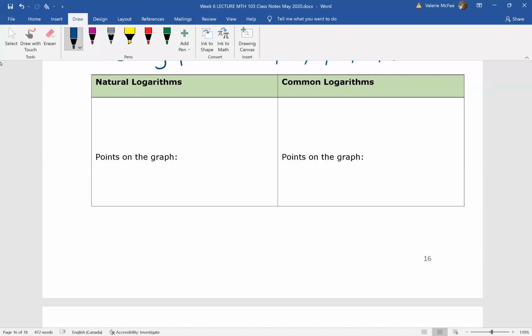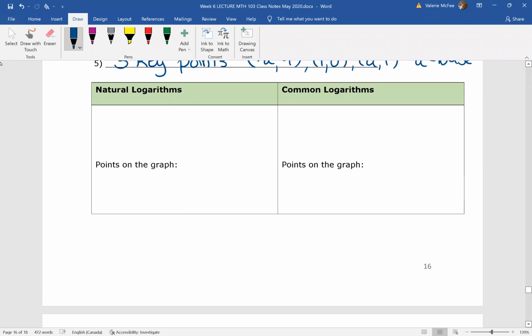I think this is also a good place to define natural logarithms and common logarithms. You're going to be practicing graphing logs, and these are going to come up. Now, let's start with the natural logarithm.